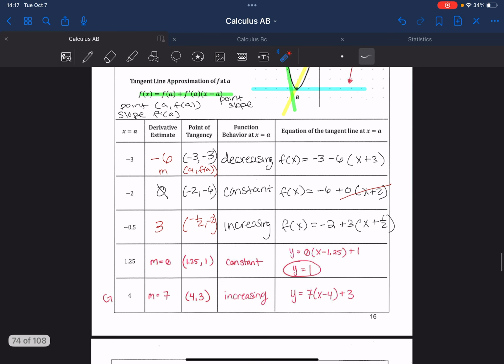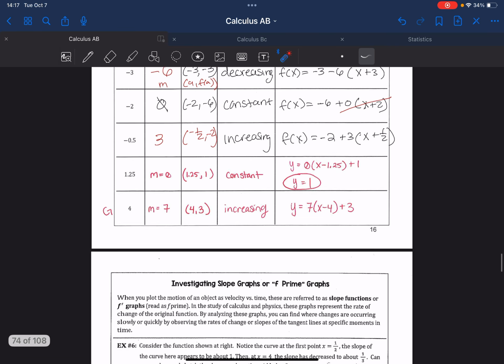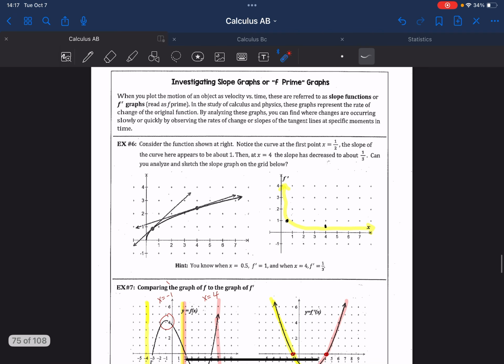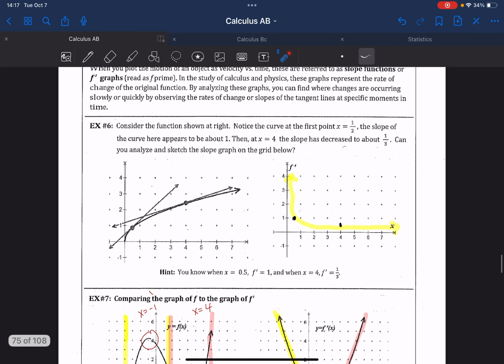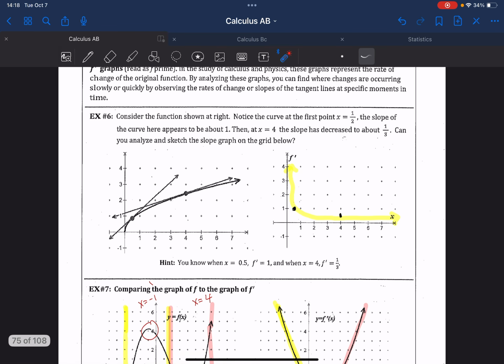Feel free to try to go through this on your own, make sure you get the same type of answers. This one says investigating slope graphs, or in other words, f-prime graphs, the derivative graphs. Number 6 says consider the function to the right. Notice that the curve at the first point is at x equals 1/2. So it's talking about this first curve right here.